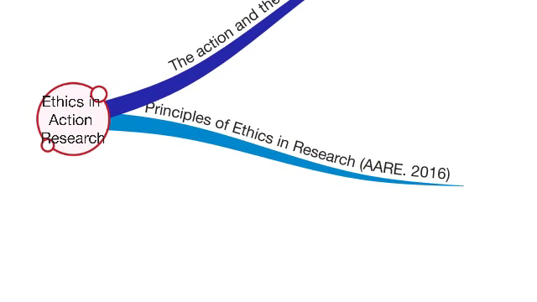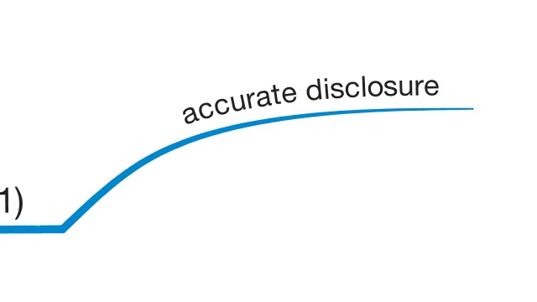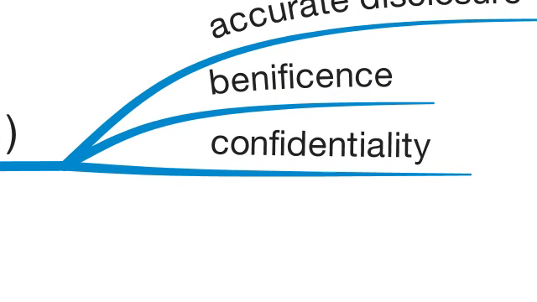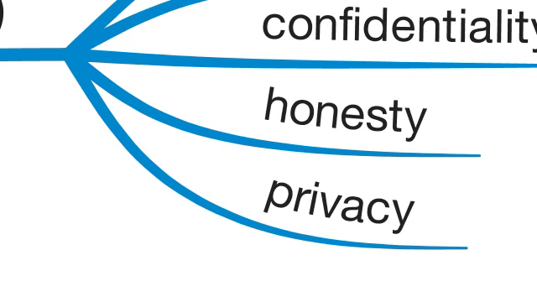All of the usual research principles apply to action research. These include respect for accurate disclosure. Our participants must be accurately informed about the research. Beneficence. We must do no harm to our participants, and our research must be aimed at producing some greater good. We must respect the confidentiality of our participants, and this can present some problems for action research. We must report our findings honestly and with integrity. And we must respect the privacy of our participants and others.